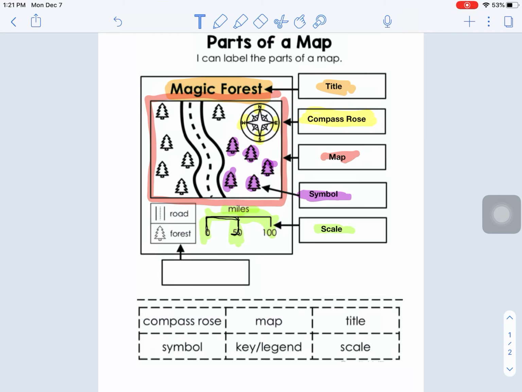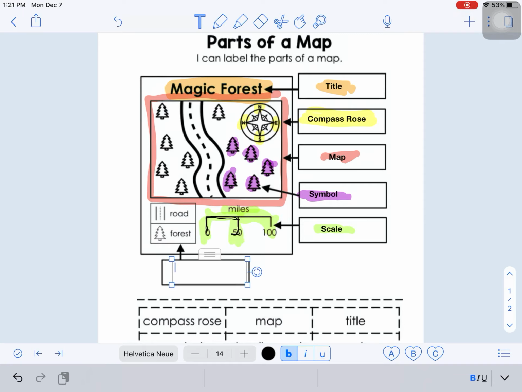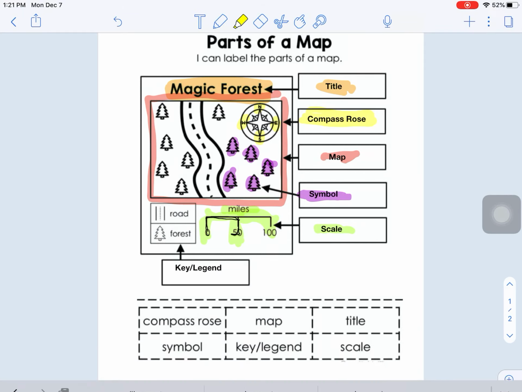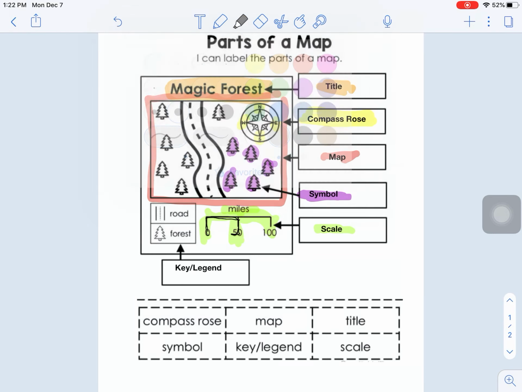And then our last one down here, do you remember what this is called? Key or legend. So our key or legend is going to tell us different parts of our map, things that are happening. In this case, it's telling us about the road, and it's telling us about a forest here. So it's going to give us more information about our map that might not have fit in our title. So that is parts of our map review.